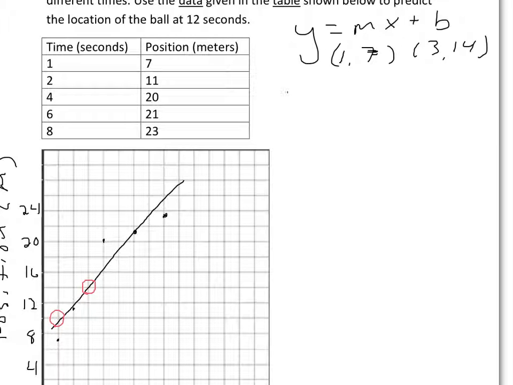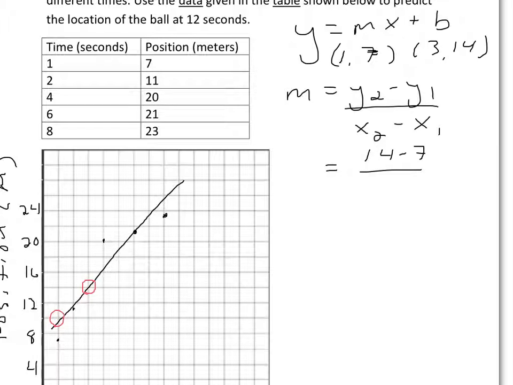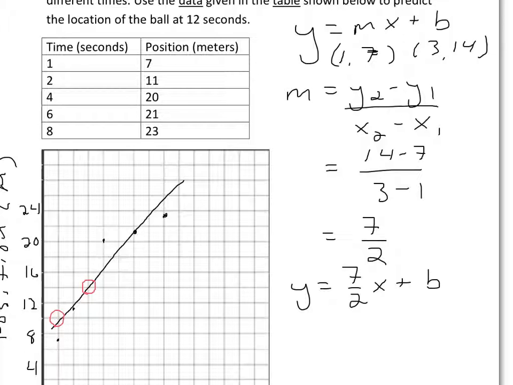So the slope is y2 minus y1 over x2 minus x1. So y2 minus y1 is 14 minus 7 over 3 minus 1. So the slope turns out to be 7/2. So I'm partway to the equation. I know that it's 7/2 x plus b. And to find b, I can pick one of those 2 points and do some arithmetic. I'm going to go with 1, 7 because the numbers are smaller.